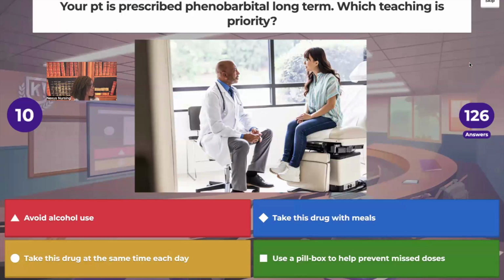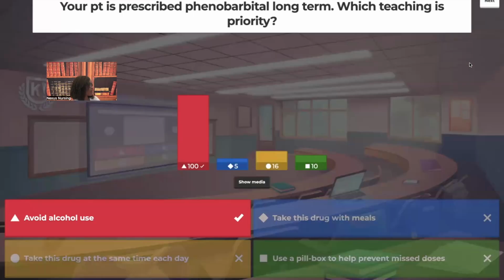You guys are doing great on the live. Good job. That's right, Abby, thanks. So the correct answer, very good. Avoid alcohol use. So phenobarbital, guys, this is used as an anticonvulsant agent, but it's also used as a hypnotic agent. Why? It causes CNS depression.